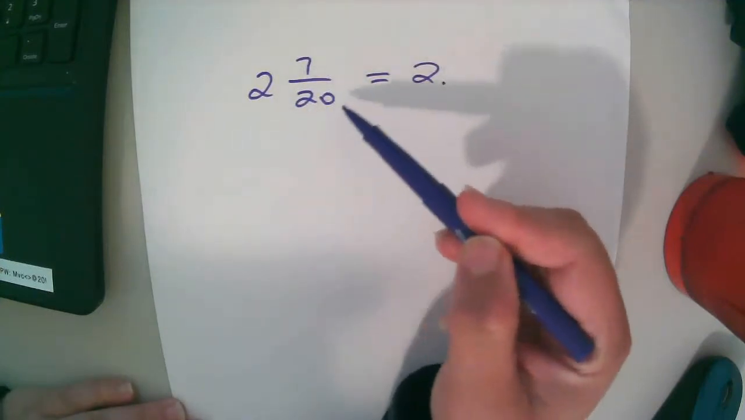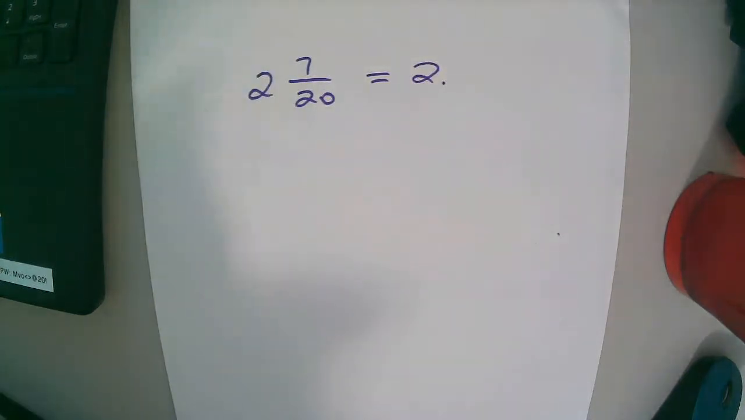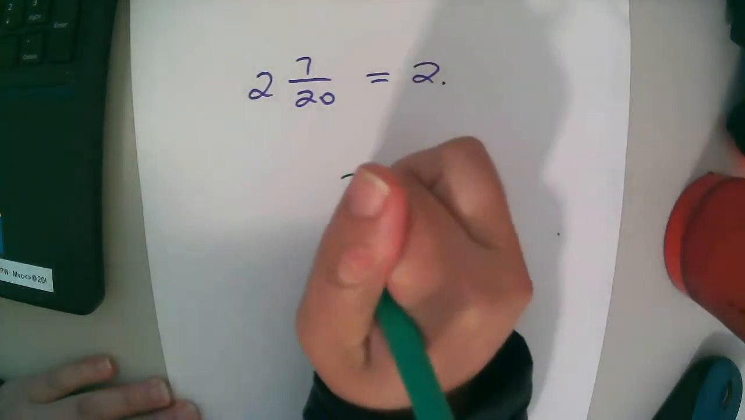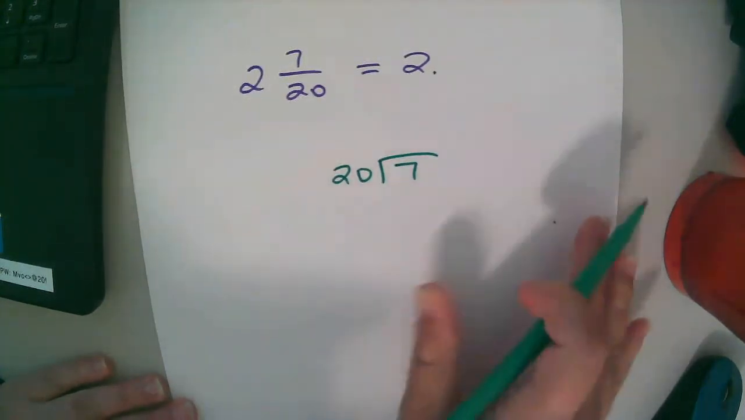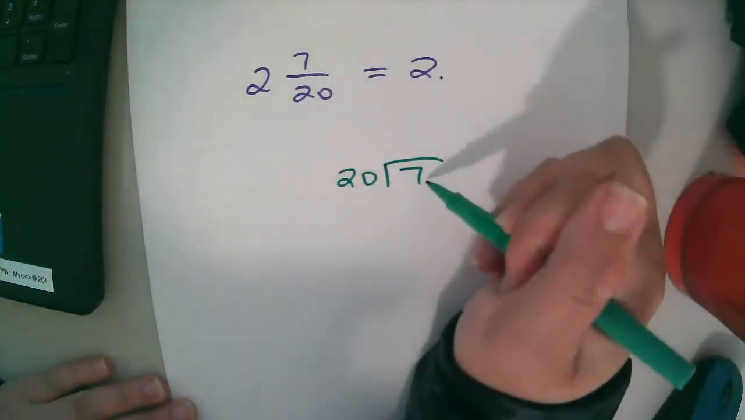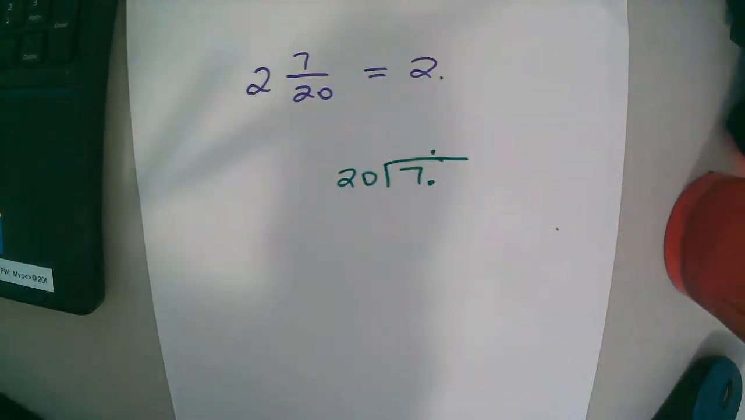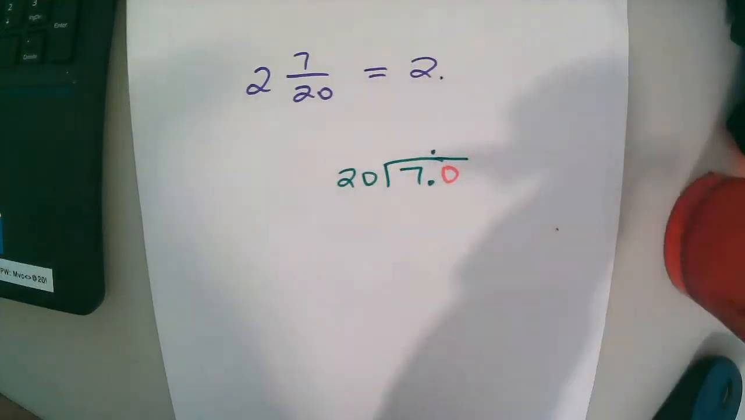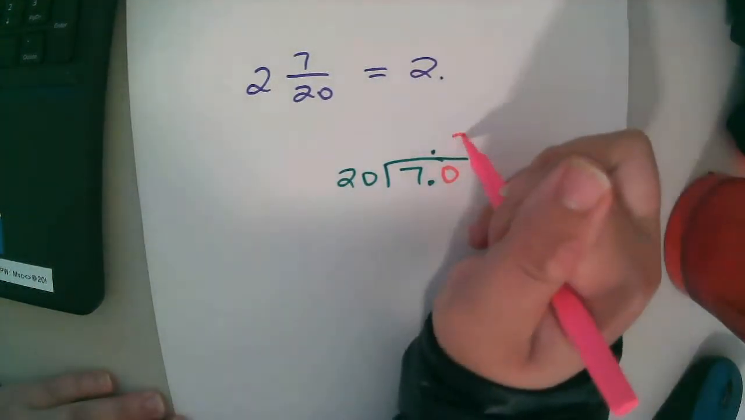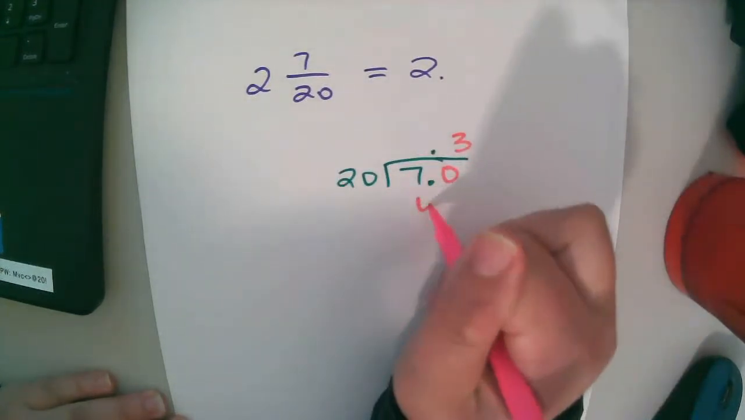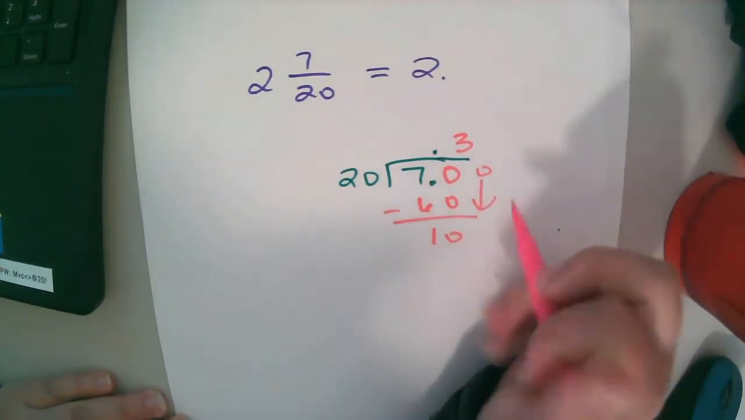And I want to figure out my decimal portion, right? So I'm going to divide this, 7 over 20. So 20 goes on the outside, 7 goes on the inside. Can 20 go into 7? Nope, it can't. So we're going to add a decimal, and then add a 0. Can 20 go into 70? Absolutely. It can go in 3 times. 20 times 3 is 60. 10 left over. Let's go ahead and add another 0 and bring it down.